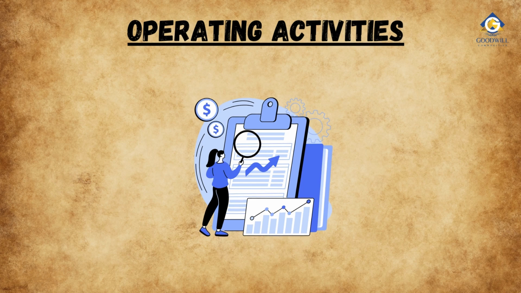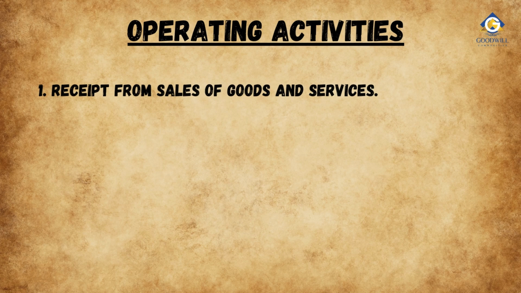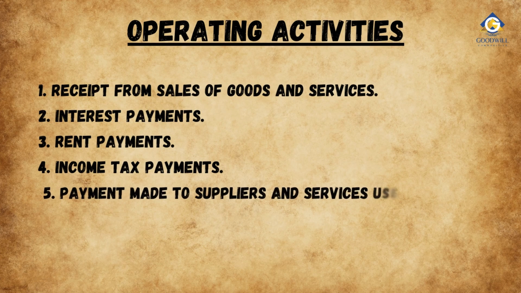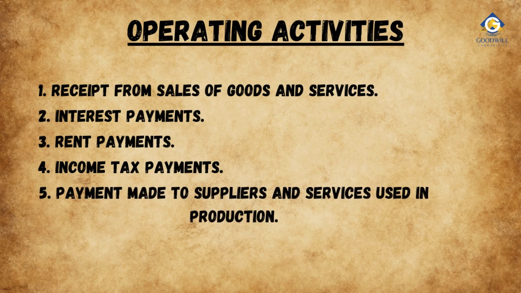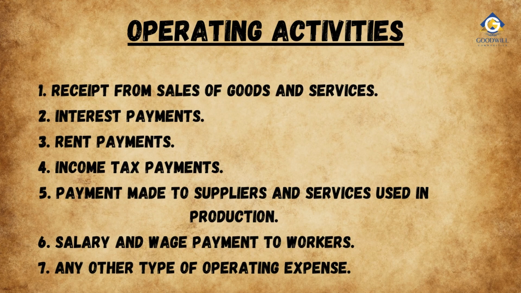These operating activities include 1. Receipt from sales of goods and services. 2. Interest payments. 3. Rent payments. 4. Income tax payments. 5. Payment made to suppliers and services used in production. 6. Salary and wage payment to workers. 7. Any other type of operating expense. In the case of an investment company or trading portfolio, debt instruments, equity instruments, and receipts from the sale of loans are also included in the operating activities.